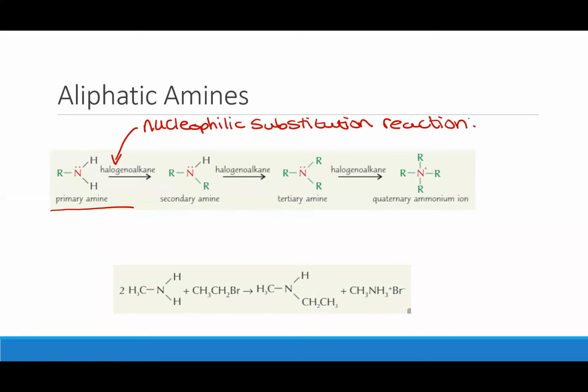Going through a nucleophilic substitution reaction. And as long as there's some of the halogenoalkane around, further substitutions can take place. So then our secondary amine reacts with the halogenoalkane. Our tertiary amine does exactly the same thing, all the way up until we get a quaternary ammonium ion, that quaternary ammonium salt, and they can't react any further because they do not have any lone pairs. So no further reaction because there is no lone pair.